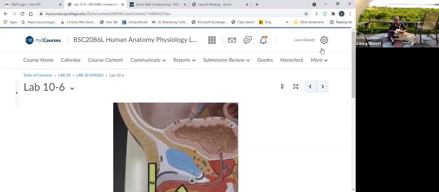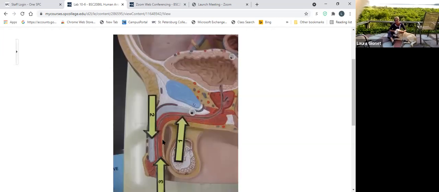The spongiosum is 3, that surrounds the penis. Right here, we're pointing to the urethra at number 1. Here, 3 is giving you a better idea, and this is a different color, at least it's not all blue. That is the corpus spongiosum, and 2 is the corpus cavernosum.